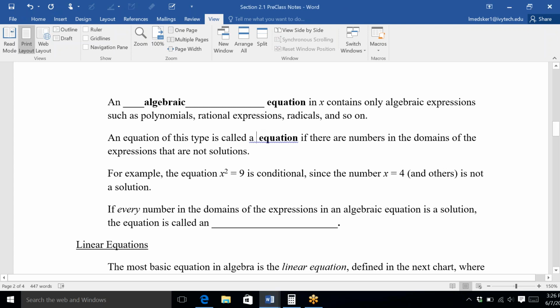Sorry, I don't remember what this blank is supposed to be. Oh, it's conditional. Sorry. Took me a second to remember what the blank was supposed to be.